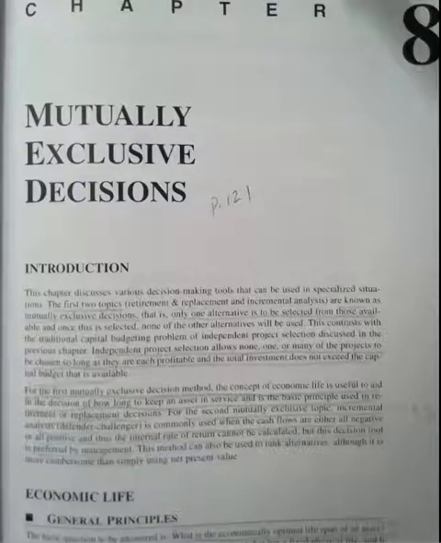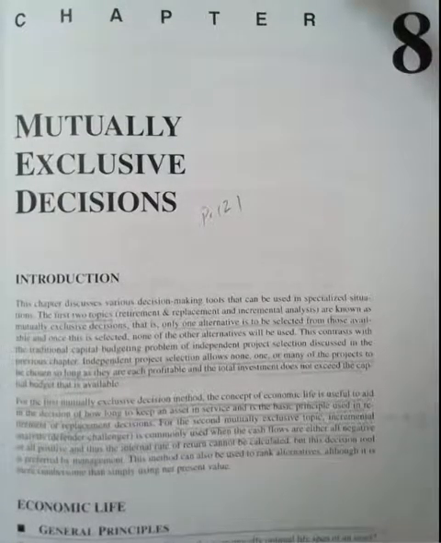Hello and welcome to Chapter 8, Mutually Exclusive Decisions. This chapter is organized in two main parts. The first one is talking about economic life and the associated equivalent uniform annual cost.